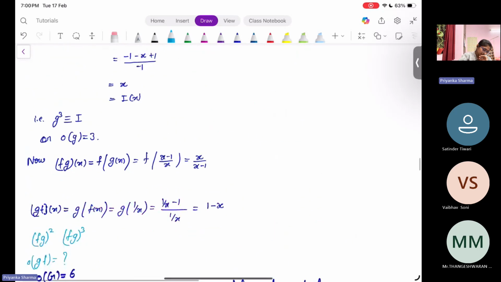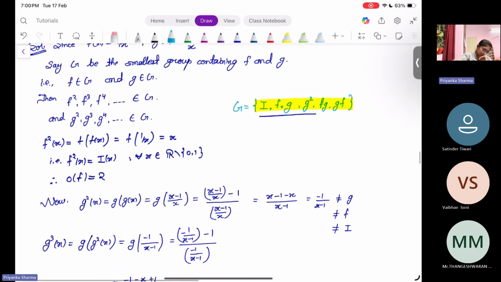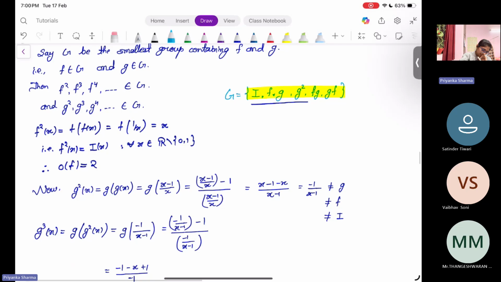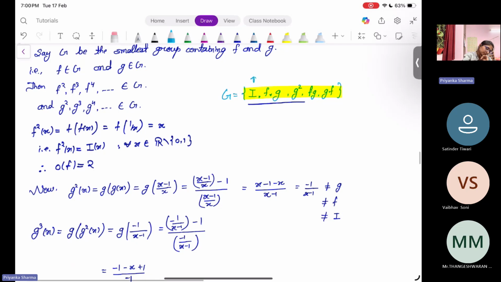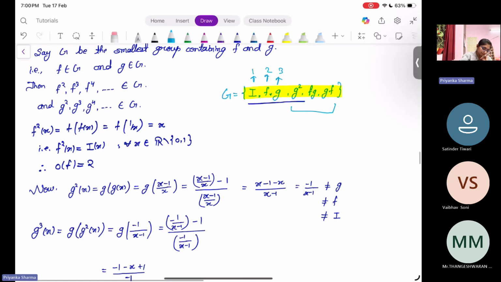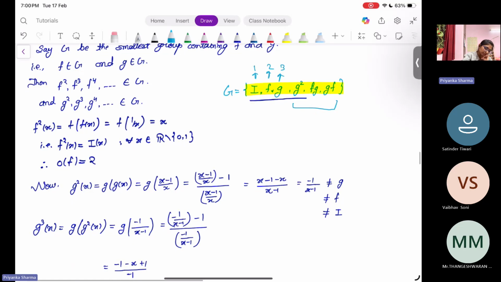If you want to verify, you can also verify this for this question. Here its order is 1, its order is 2, its order is 3. I'm leaving this as an exercise for you. What will be the order of G square, FG, and GF? Obviously, 2 from these 3 will be of order 2, and exactly 1 has order 3. You can check.